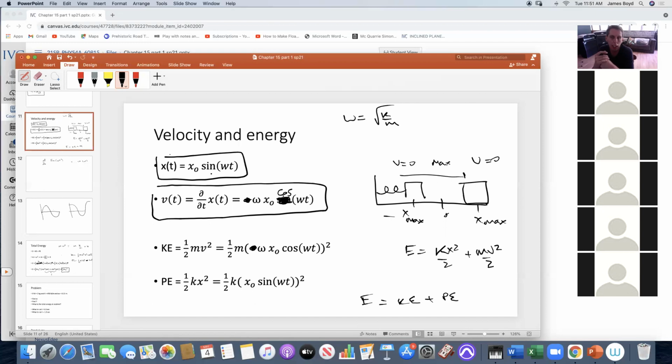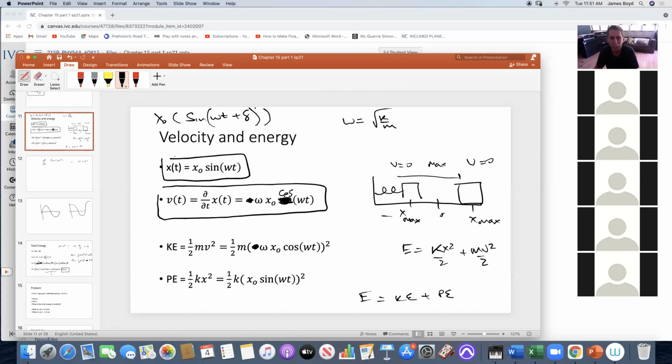Why is the omega inside? Actually, when I say that it's this, with this phase angle, it turns out that it could be cosine if you add 90 degrees. This is just like a little delta. Some people use a little delta for the phase. It's just an additional angle, because you're not starting at 0.